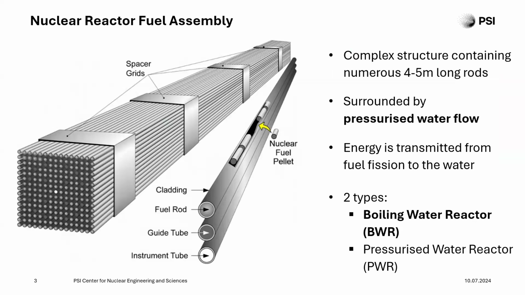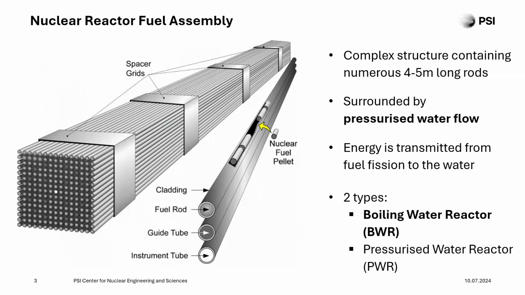So this is a schematic of a generic nuclear reactor fuel assembly. As you can see, it's a complex structure that contains a lot of 4 to 5 meter long rods. And during operation, this is immersed in a pressurized water flow. What we're primarily interested in is the fuel rods. In there, you have the fuel pellets, which contain the uranium or the nuclear fuel, where the fission occurs. And the fission is an exothermal reaction, so you have heat being transferred to the water surrounding.